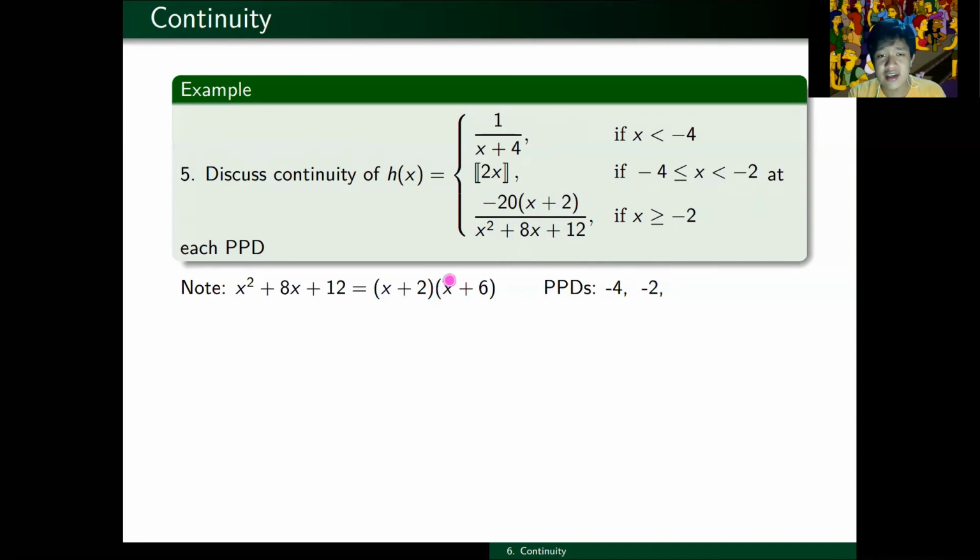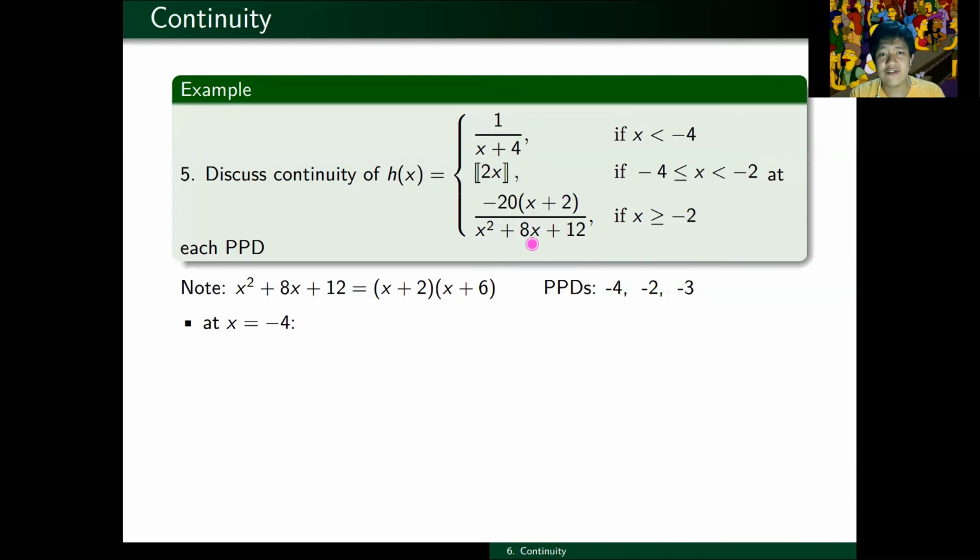No. Kasi, although it makes this undefined, negative 6 is not in this interval. Negative 6 is not greater than or equal to negative 2. So for this function, wala rin tayong i-consider. Ang naiwan lang kanina, hindi ko pa nalagay, itong negative 3 dito sa GIF. Okay? So these are your possible points of discontinuity. Let's try to discuss the continuity at each one.